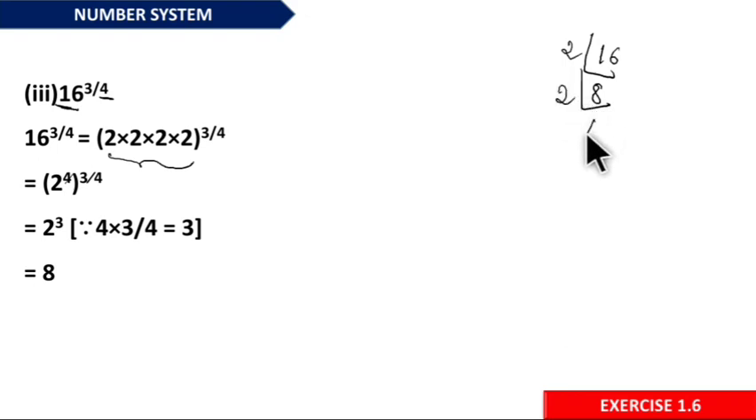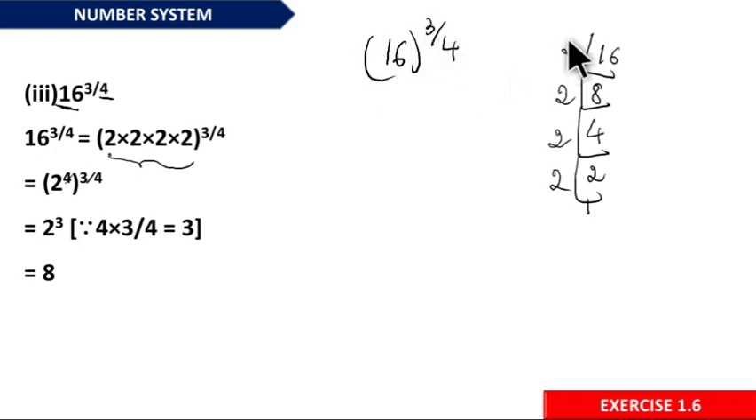2 4s are 8. Again we can divide by 2. 2 2s are 4. Then 2 1s are 2. How many times are we having 2 here? 4 times. So 16 to the power 3/4. The 16 we can rewrite as 2 to the power 4.